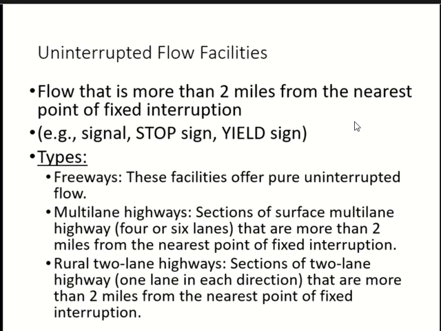Now you see here, freeway. Did they say rural and urban freeway? No. Multi-lane highway, rural and urban? No. Two-lane highway, what? Rural only. So uninterrupted two-lane highways will only be in rural areas, villages, outside the cities. Why? Outside the city, traffic is low because the population is low. There are not many people. So a two-lane highway is enough for low traffic.